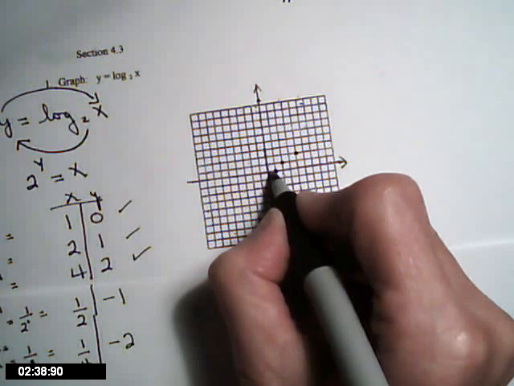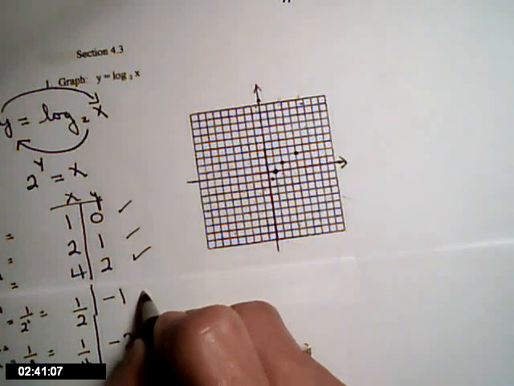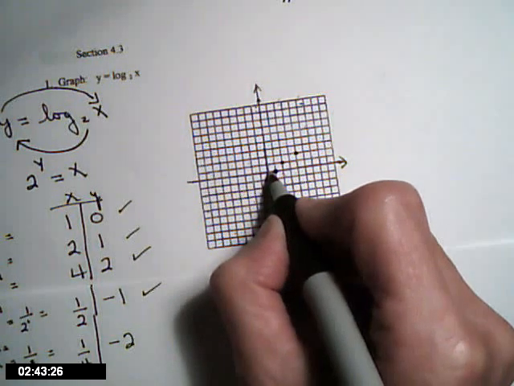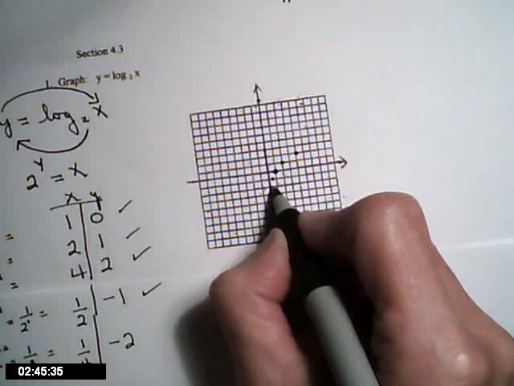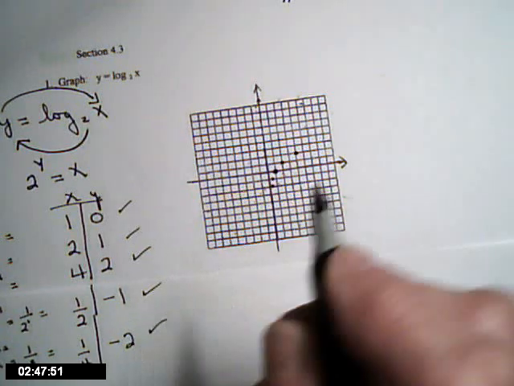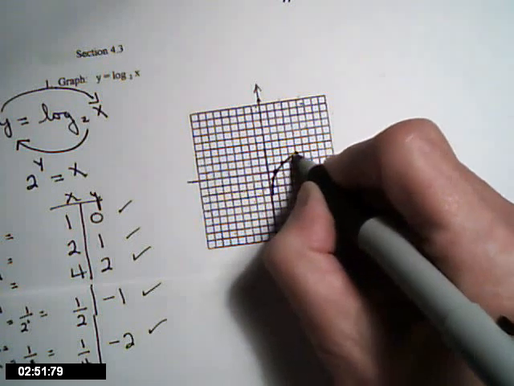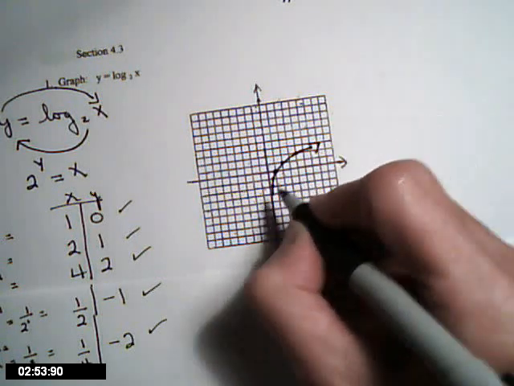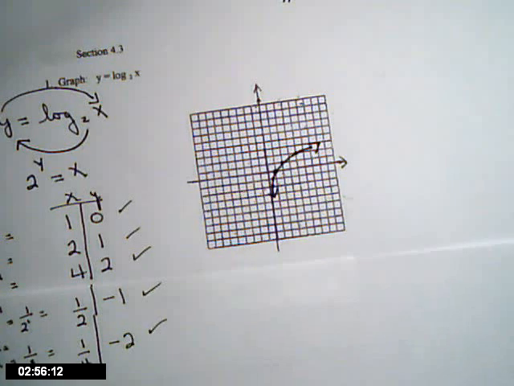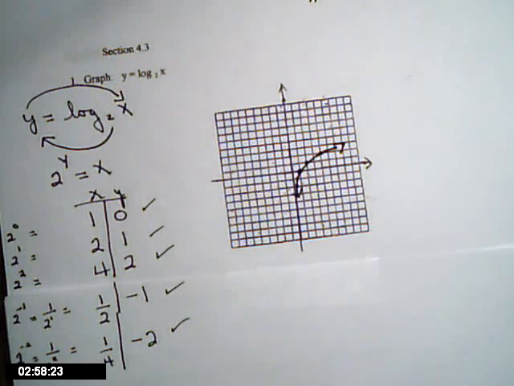I'm going to go over a half and down 1. I'm going to go over a fourth of a block, a very small amount, and down 2. And then if you sketch this graph, you're going to see something like this. And that's the graph of the logarithmic function.